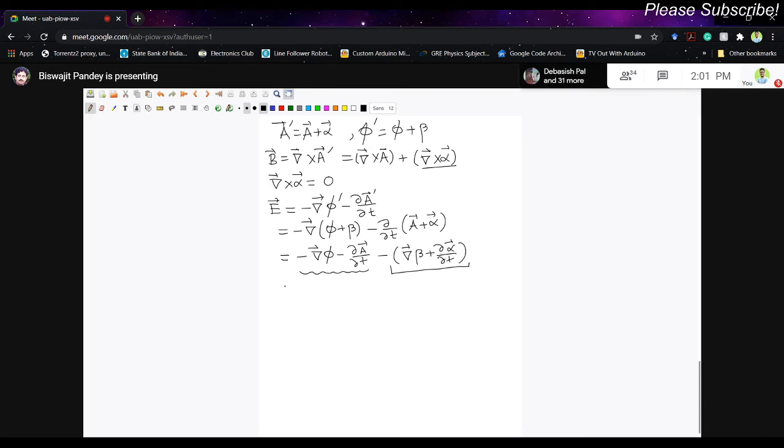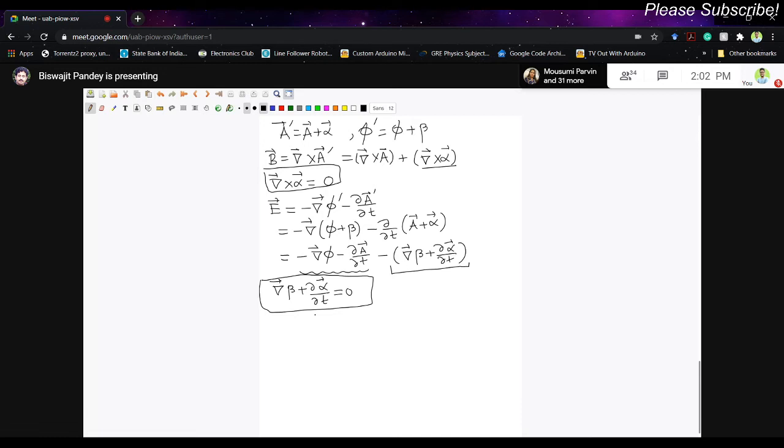So if I write that, this is the condition on beta: grad of beta plus del alpha del t. That means we can add alpha and beta according to our convenience, as long as curl of alpha is 0 and grad of beta plus del alpha del t is 0. Now, what does that mean? Let me just simplify it further a little bit.